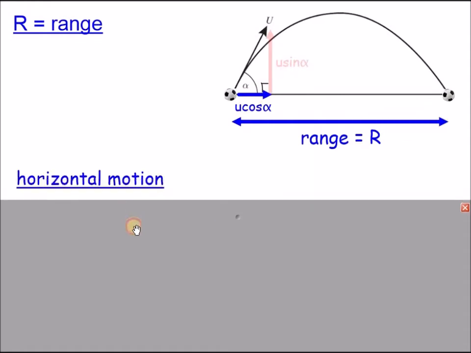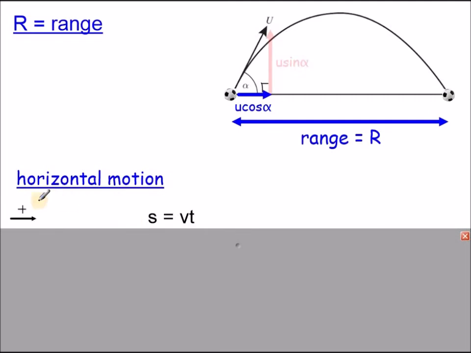So looking at horizontal motion and selecting this as the positive direction, S equals Vt. This is a standard formula used for horizontal motion. S is the horizontal displacement, which is R. V is the horizontal velocity component, which is u cos alpha, and it doesn't change anywhere in the motion. Horizontal velocity remains constant. And t is the time of flight.